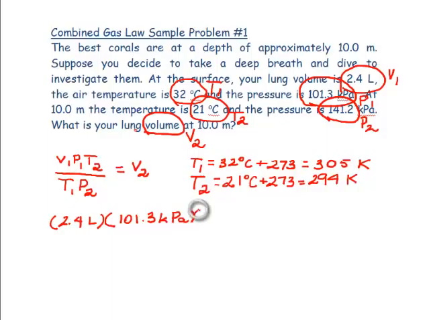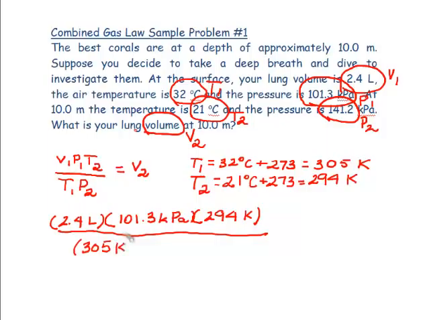T2, be careful, T2, not T1. T2 is 294 Kelvin. That takes care of my numerator. Now, denominator. Okay, T1, 305 Kelvin. P2, 141.2 kilopascals.